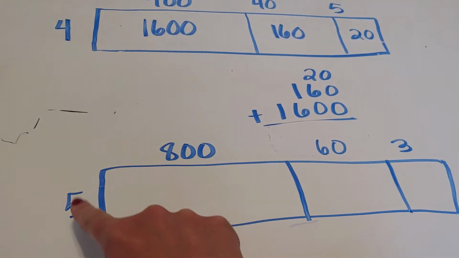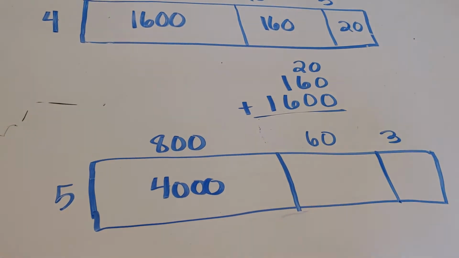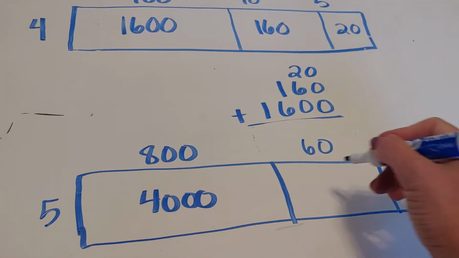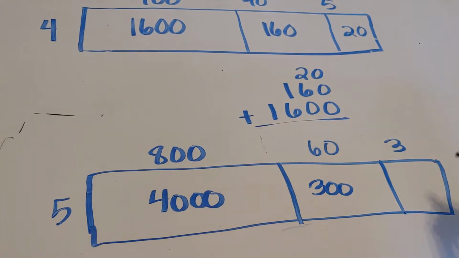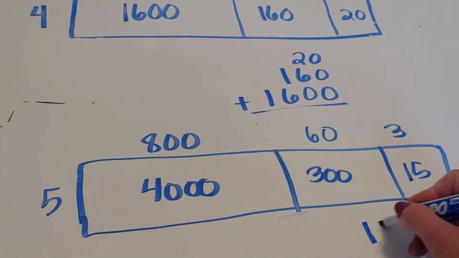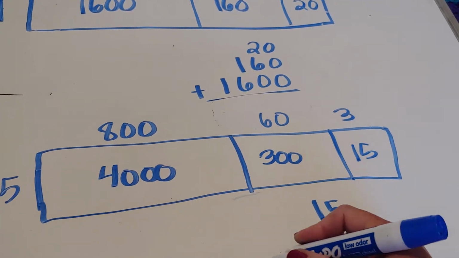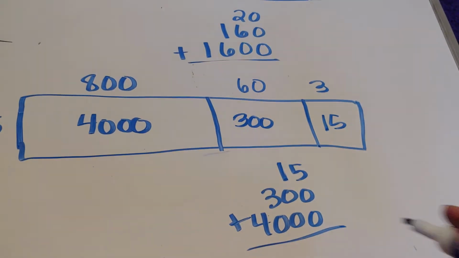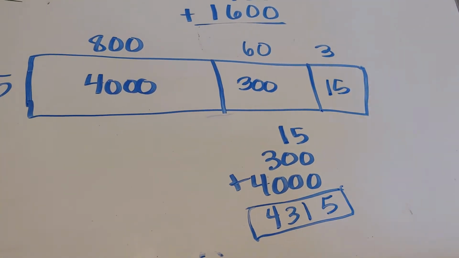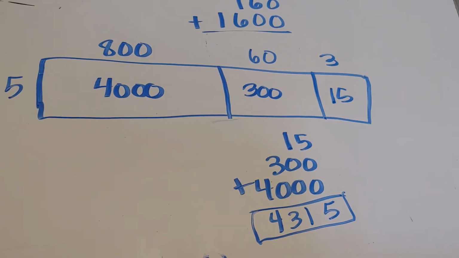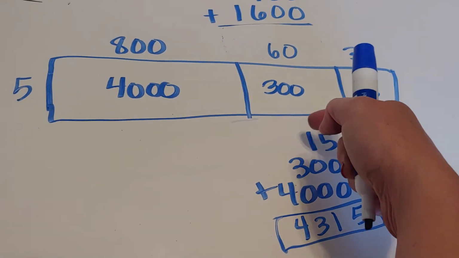So 5 times 8 is 40. Add 2 zeros. 5 times 6 is 30. Add a 0. 3 times 5 is 15. Let's see what we get. 4,315. Whoop, whoop. Now let's look to see how we got our numbers and what carried over.